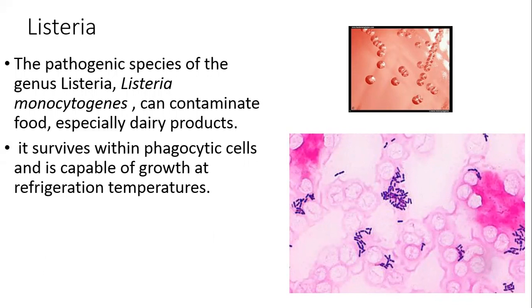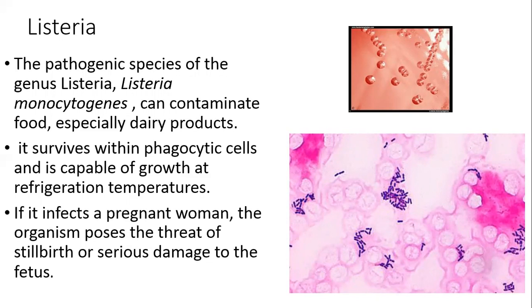Secondly, when you consume food contaminated with Listeria, it can survive within phagocytic cells. So it is strong enough to cause serious problems, right? And if it targets a pregnant woman, this organism poses a threat of stillbirth, and it causes serious damage to the fetus. So this is another well-known genus of the order Lactobacillales.